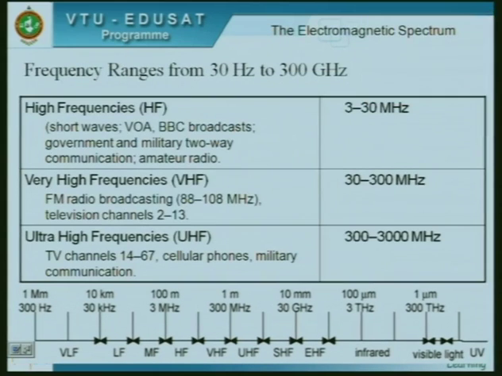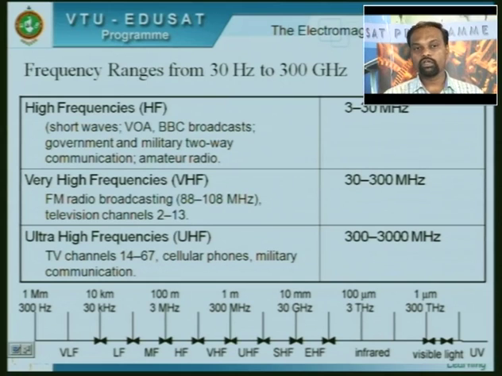Then there is high frequency, wherein all the broadcasting keeps happening, and these broadcasts are in the range of 3 to 30 megahertz. And if you look at the very high frequency, that is from 30 megahertz to 300 megahertz. That is where you come across all the FM radios, like 92.7 FM, 101.1 FM. They're all in this range of 30 megahertz to 300 megahertz, and particularly FM broadcasting happens between 88 megahertz and 108 megahertz.